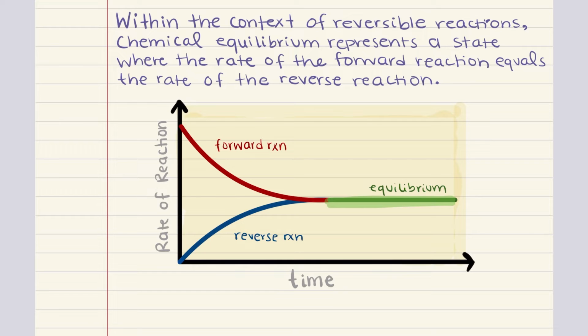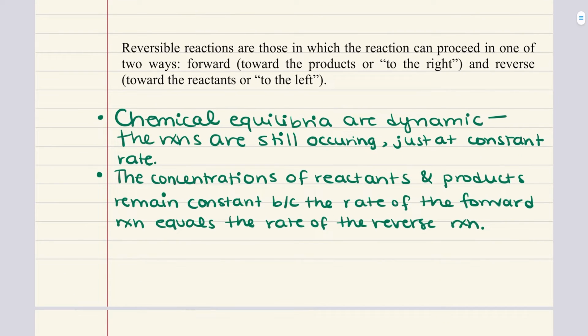In other words, the rate for the reactants converting to products equals the rate of the products converting back to reactants. This balance results in the concentration of both reactants and products remaining constant over time. Now, it's crucial to understand that at equilibrium, the reaction has not stopped. It just continues to occur in both directions at equal rates. And this dynamic equilibrium is a key concept in understanding how chemical reactions can be influenced and controlled.